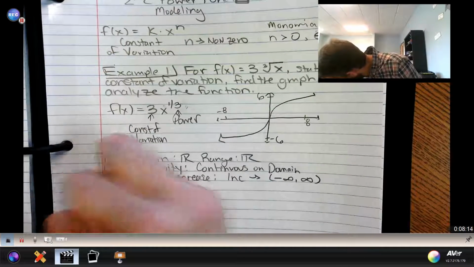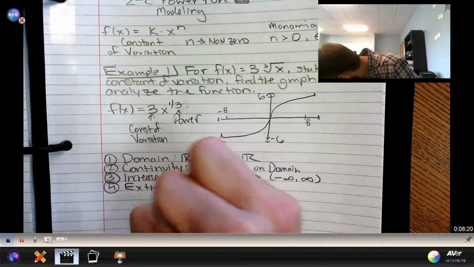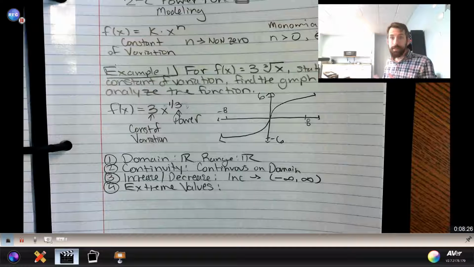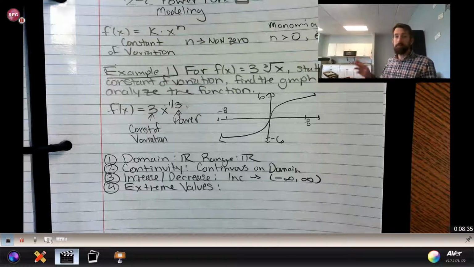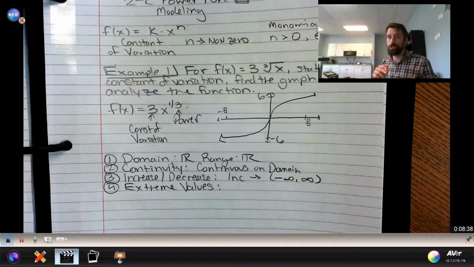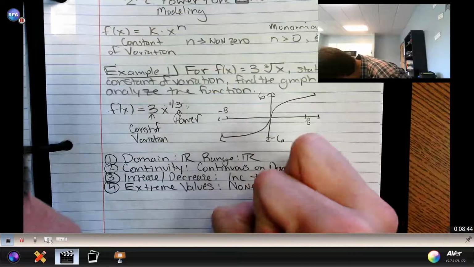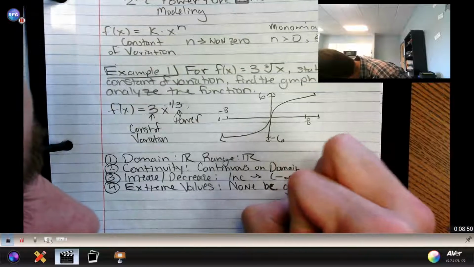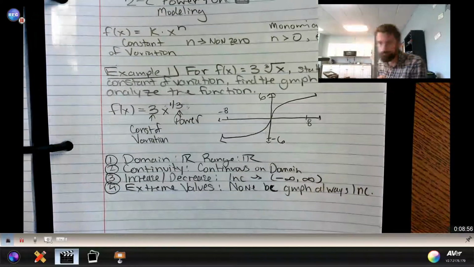Number 4, the extreme values. Remember, extreme values are the same thing as maximums and minimums. This graph has none because it is increasing on the entire domain. Maximums and minimums only happen when it switches from increasing to decreasing. None, because the graph always increases.